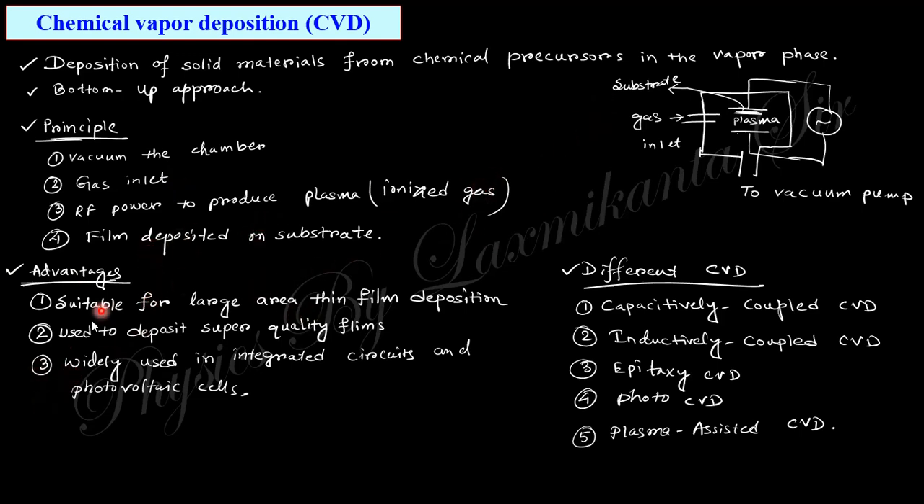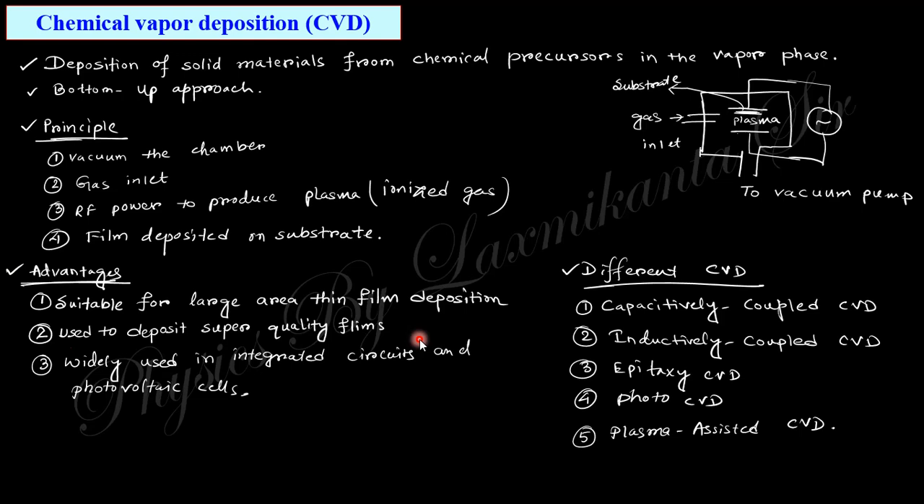Okay, the advantage is that it is suitable for large area thin film deposition. For large area thin film deposition, you can use this chemical vapor deposition, and you can obtain super quality film, and it is widely used in integrated circuits and photovoltaic systems. So this is the advantage of chemical vapor deposition.